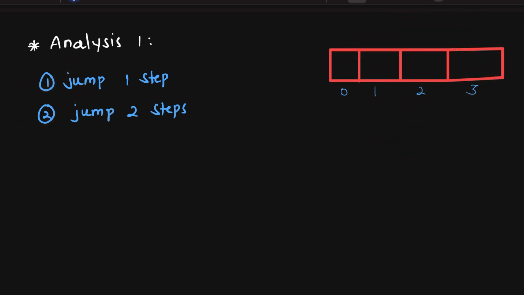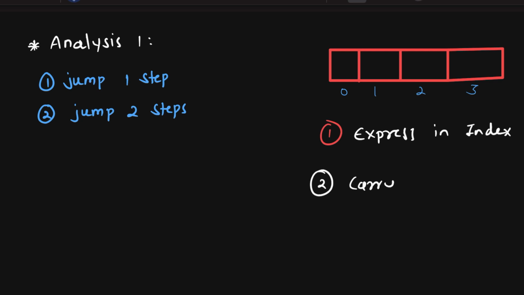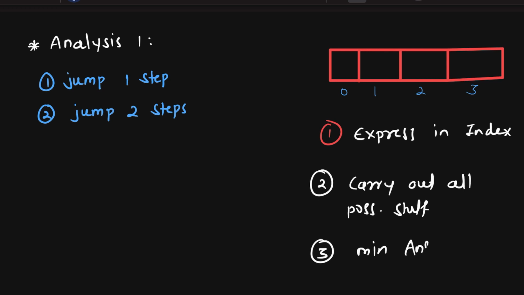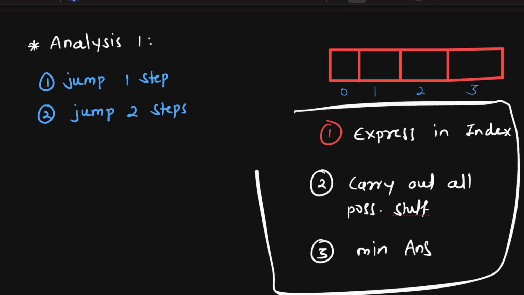Whenever we are dealing with recursion, always remember the three important steps. The first step is to express in terms of index. The second important thing is to carry out all possible steps. And at the end, we need to return the minimum answer. These are the three important steps we need to follow to solve this problem. So let's check how we can derive the solution.